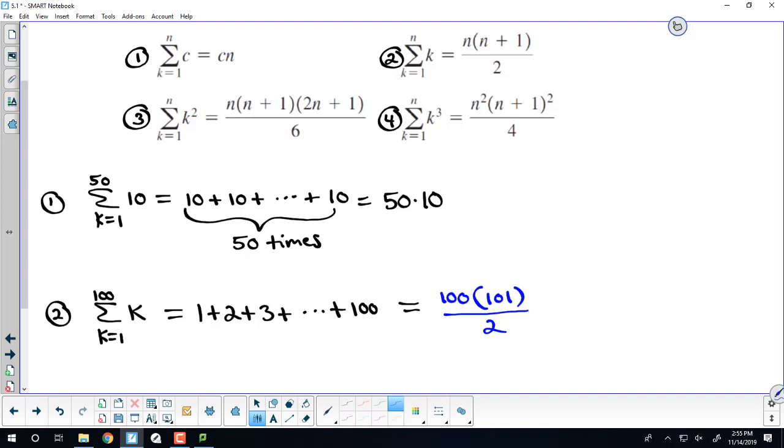So somebody figured this out when they were like 14 years old. This was long ago. But the way they figured that out is they said, all right, if I take 100 plus 1, that's 101. And if I take 99 plus 2, that's 101. And then you have 50 of those pairs, right? So I have 101, 100 divided by 2, 50 times. There's 50 pairs of 101, or 50 occurrences of 101.